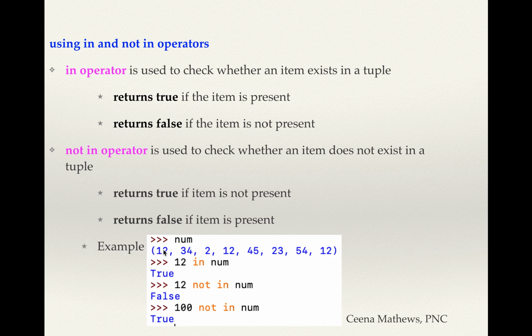As you can see in the example, num is the tuple created, and here I search for 12 in the tuple num. Since 12 is available in the tuple, it returns true. And when I give 12 not in num, this will return true only if 12 is not present in the tuple. Since 12 is present in the tuple, it returns false. Whereas if I give 100 not in num, since 100 is not there in the tuple, it will return true.